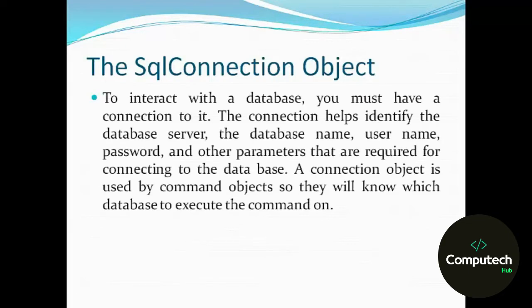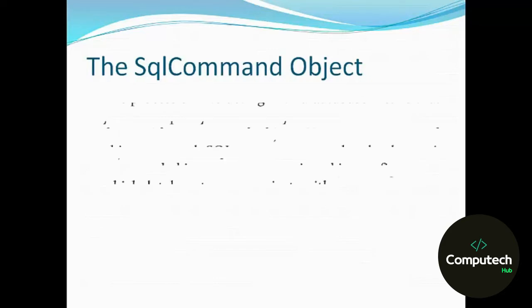First is the SqlConnection object. To interact with the database, you must have a connection to it. The connection helps identify the database server, the database name, username, password, and other parameters that are required for connection to the database. A connection object is used by a command object, so they will know which database to execute the command on.